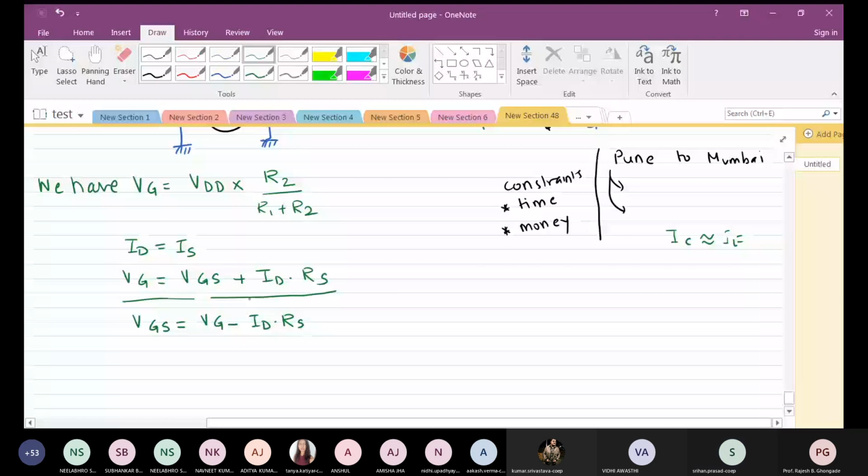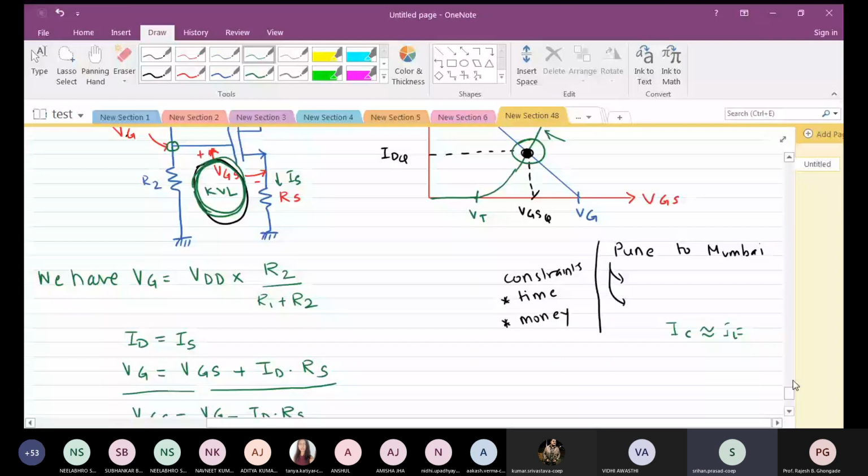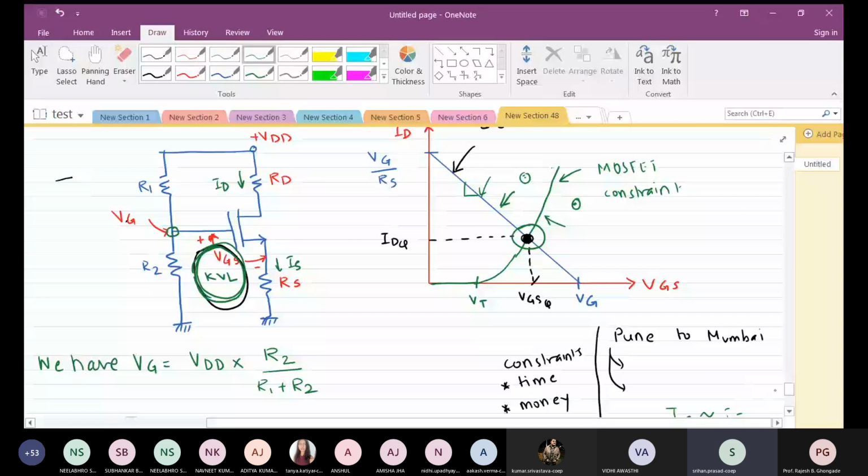Okay? This is basically the equation of this line, this blue line, the load line. This is the equation of the load line.